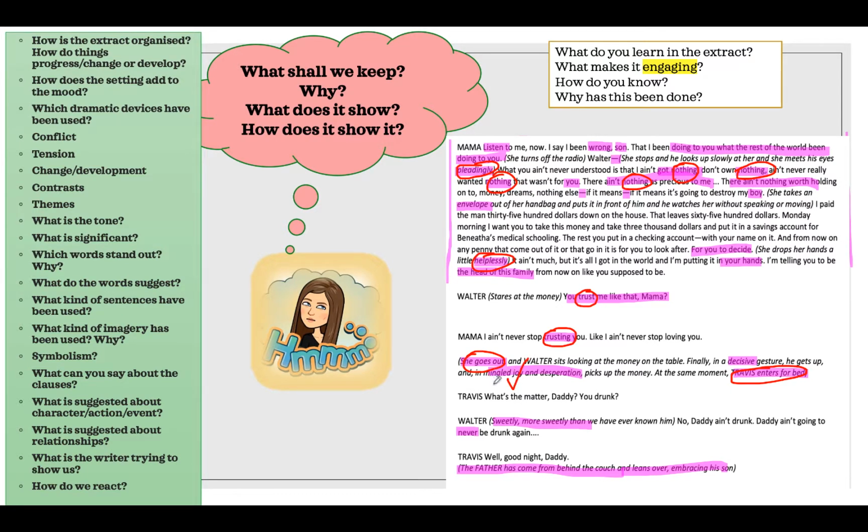And I'm probably going to pair this idea of mingled joy and desperation with this sweetly, more sweetly than we've ever known him, because we feel like the character of Walter has completely transformed at this time, and the way that this scene ends is in direct contrast to the way that it begins. I'm possibly going to keep this word embrace as well, just to show the intimate relationship between father and son.